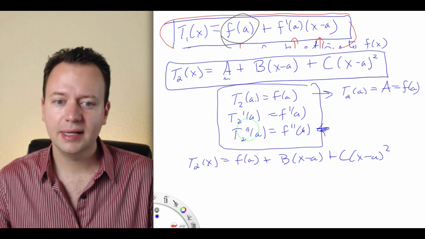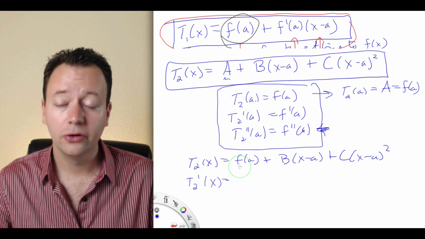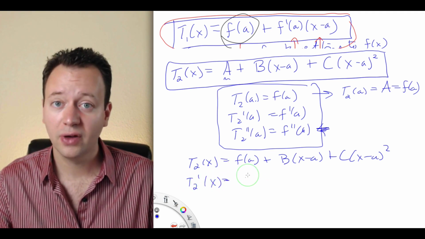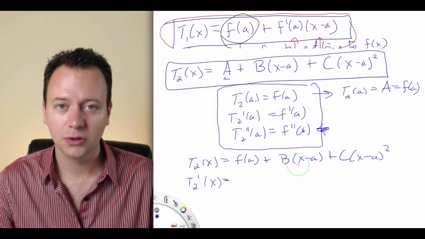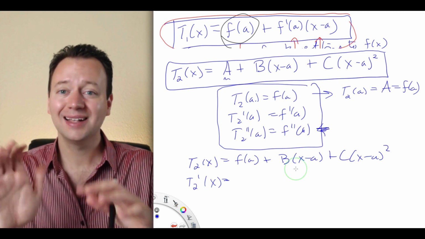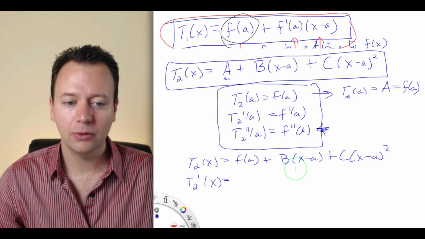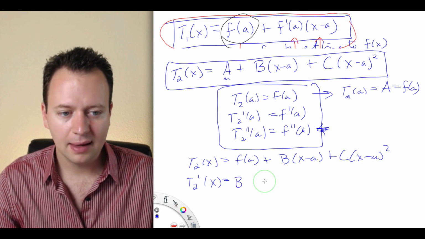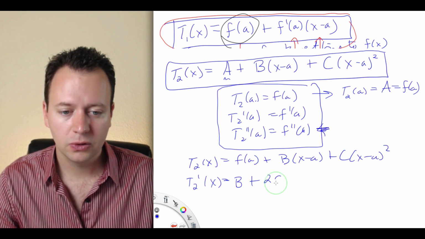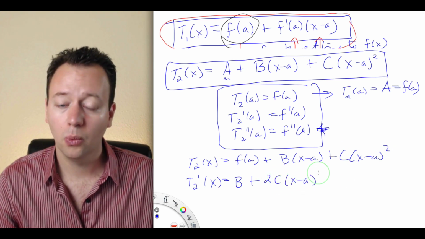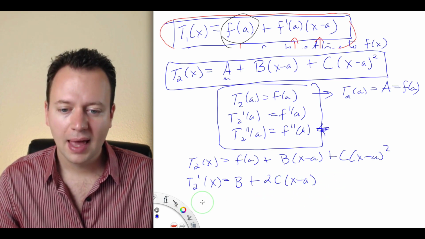Now to get to T2 prime of A, we're going to first need T2 prime of x. Well, the derivative of f of A is 0 because f of A is just a constant. Derivative of x minus a, you can think of this as a chain rule or a power rule: x minus a to the 1, the 1 comes down, x minus a to the 0, which is 1. So we get b plus, here we have x minus a squared, the 2 comes down, 2c, x minus a to the 1. The derivative of the inside is 1, so it's just 2c times x minus a.